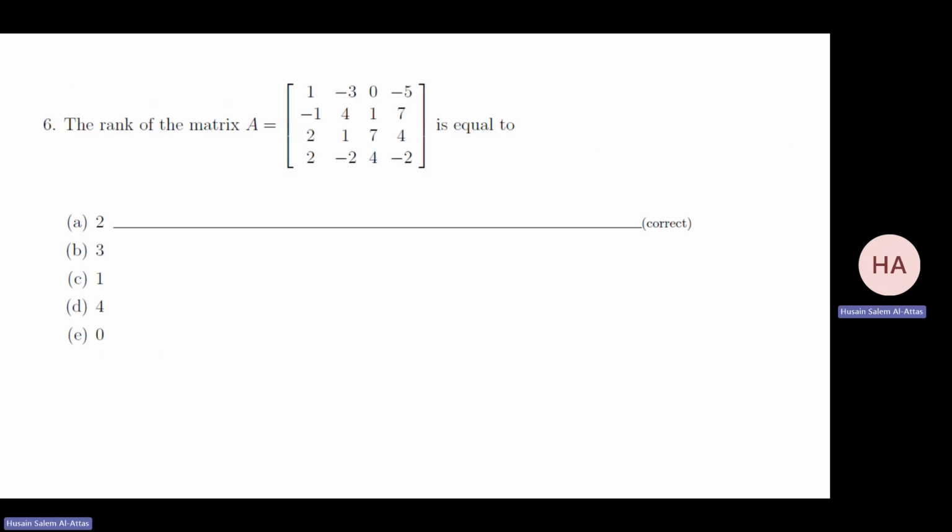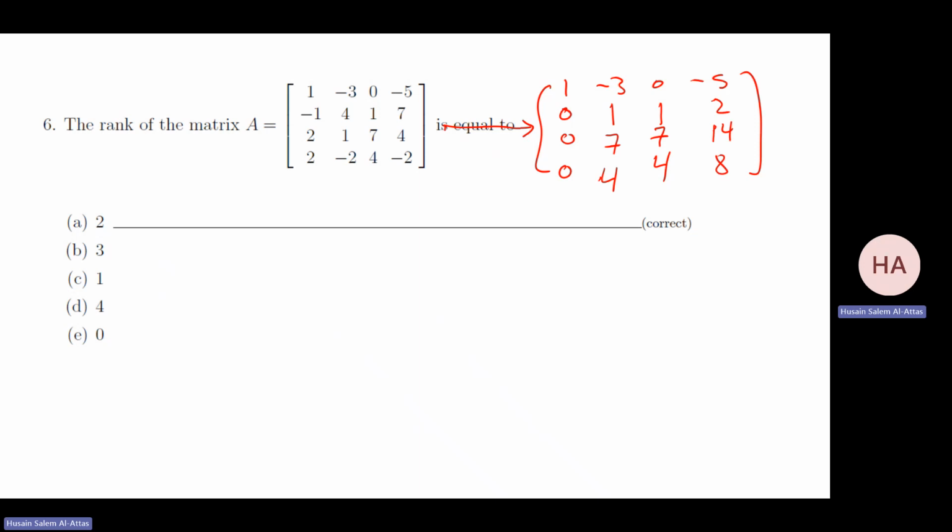Yeah. The rank of this matrix. So I need to write it in echelon form. Let me do it quickly. Multiply by 1 and add 0. By 1 and add 1. By 1 and add 1. By 1 and add 2. By minus 2 and add 0. By minus 2 and add 7. By minus 2 and add 7. By minus 2 and add 10 plus 4, 14. By minus 2 and add 0. Minus 2 and add 6 minus 2, 4. By minus 2 and add 4. By minus 2, 10 minus 2, 8.